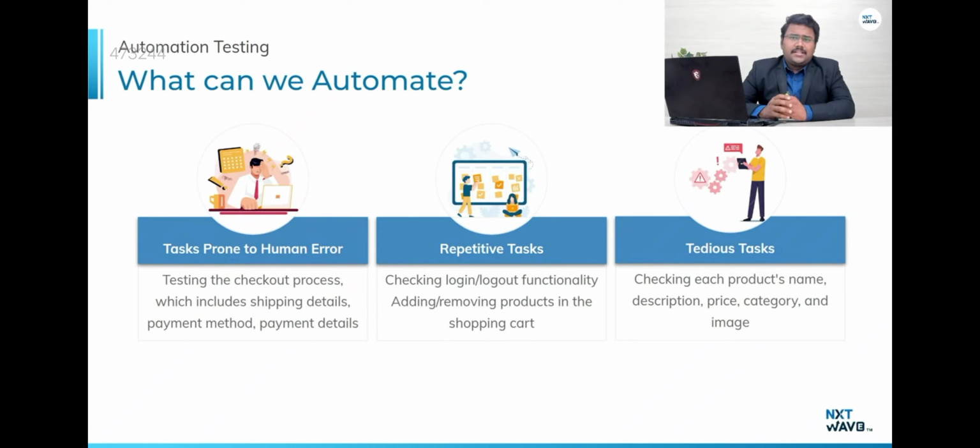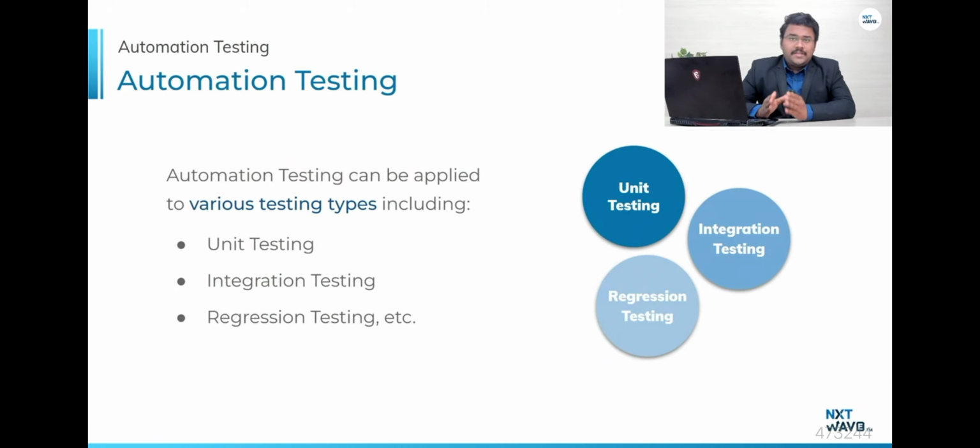Automating such tasks makes it more efficient for us, and it saves a lot of time as well, right? And moving on, automation testing can be applied to a variety of testing types. It could be unit testing, integration testing, regression testing, and so on and so forth, right?